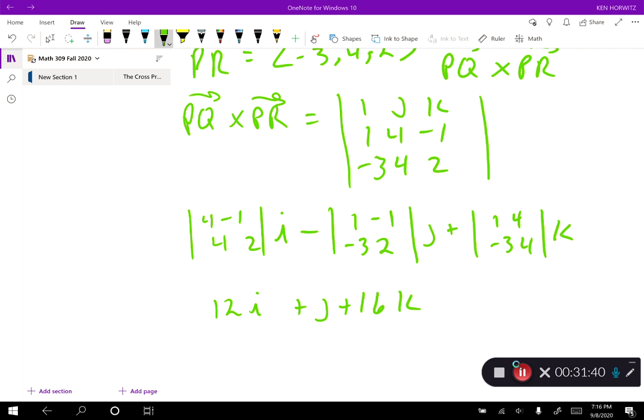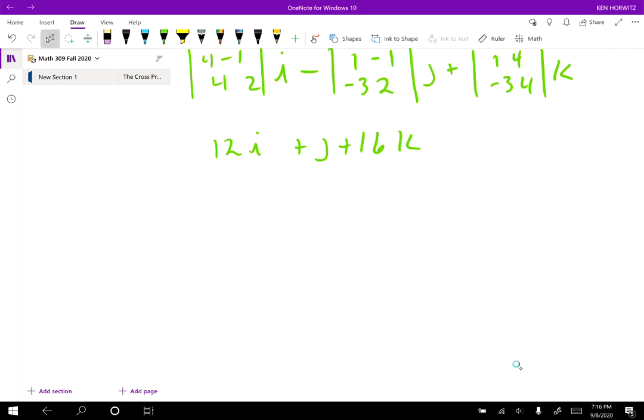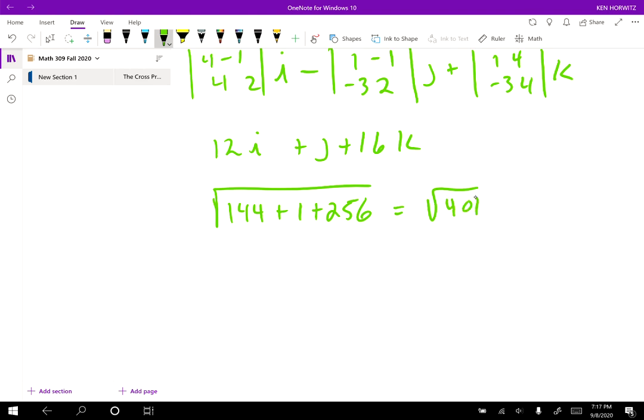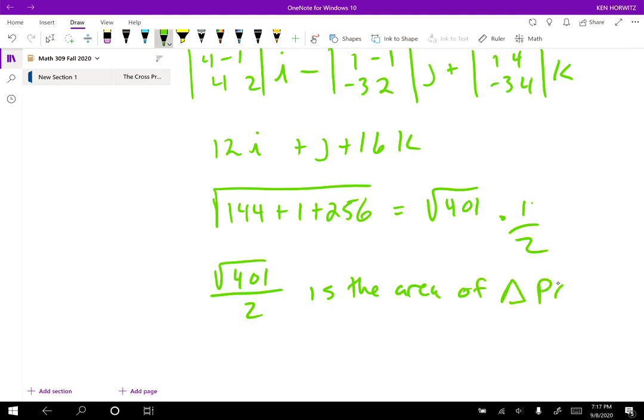All right, so let's take a look at that magnitude. I square them, add them, square root them. So there's my square root: 12 squared is 144, 1 squared is 1, and 16 squared is 256. So it winds up being the square root of 401. Being that this is a triangle, I have to times it by a half. So I would say the square root of 401 divided by 2 is the area of triangle PQR.